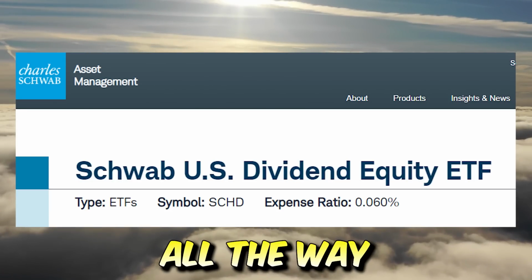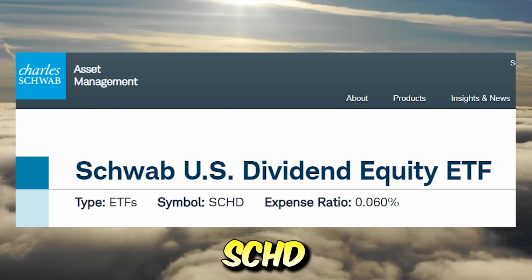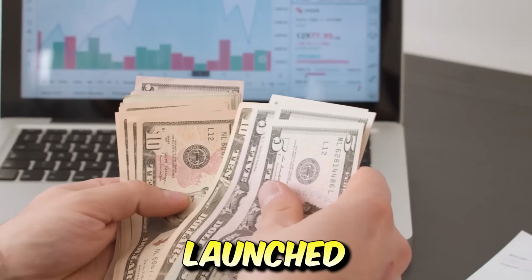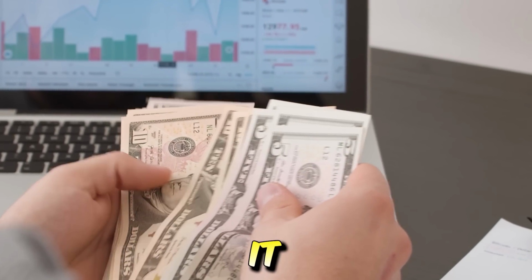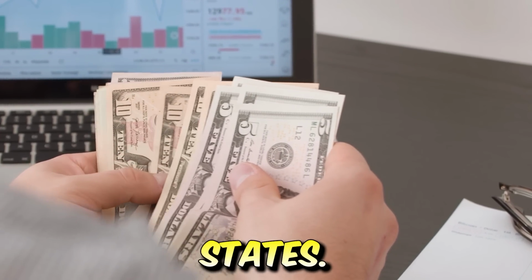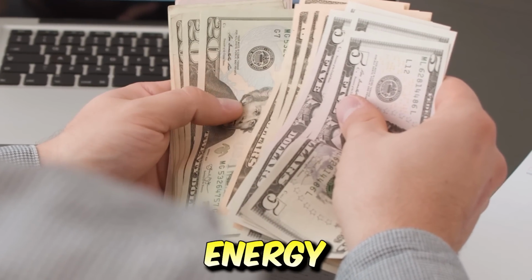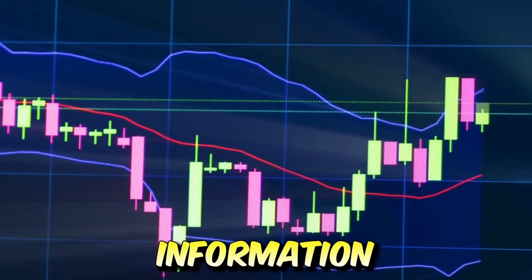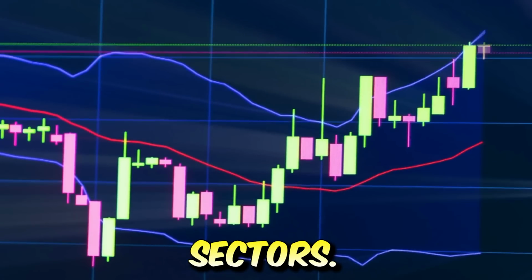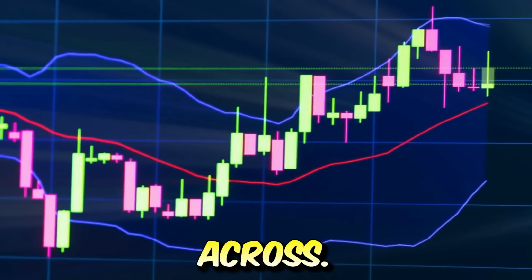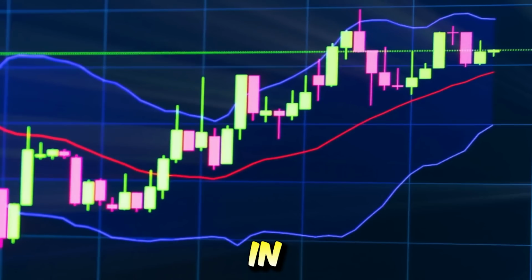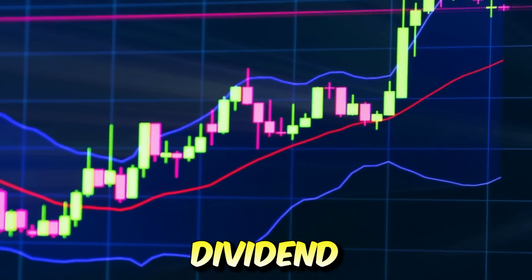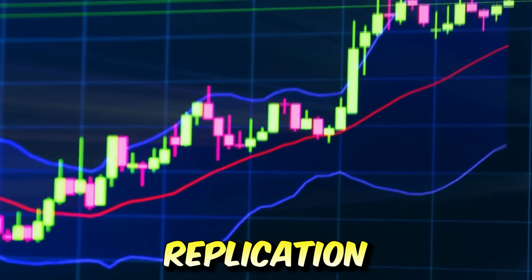Now let's quickly take it back all the way to the beginning and explain what the SCHD ETF really is. So SCHD, or the Schwab US Dividend Equity ETF, is an exchange-traded fund launched and managed by Charles Schwab Investment Management Group. It invests in public equity markets in the United States. It invests in stocks of companies operating across energy, material, industrial, consumer discretionary, consumer staples, healthcare, financials, information technology, communication services, and utility sectors. It invests in growth and value stocks of companies across diversified market capitalizations, and it invests in dividend-paying stock companies. Now, SCHD seeks to track the performance of the Dow Jones US Dividend 100 Index by using a full replication technique.